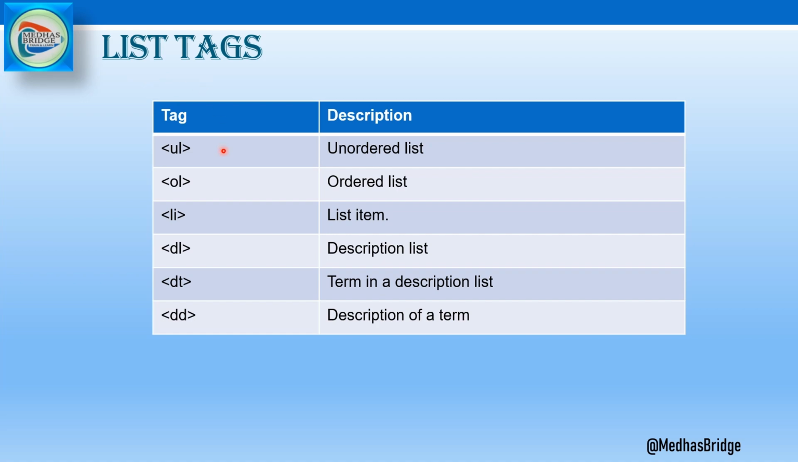Here are the list tags. When we have multiple points, we have to use an unordered list or an ordered list based on your requirement, right? So UL means unordered list, OL means ordered list, LI means list item. DL means description list, DT means terms in the description list, DD means the description of the term. Most widely we use UL, OL and LI in our web page design, but based on need we can explore these too.